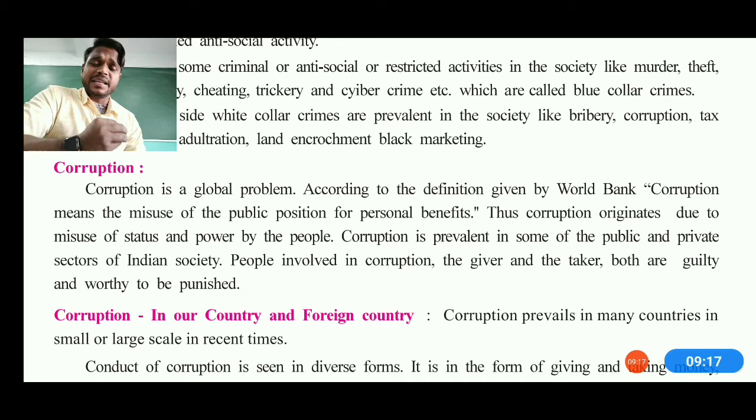Offering a bribe and taking a bribe is also one kind of corruption. So that's how we can say he or she must be worthy of being punished. Punishment may be 2 to 3 days of jail or more than that also.